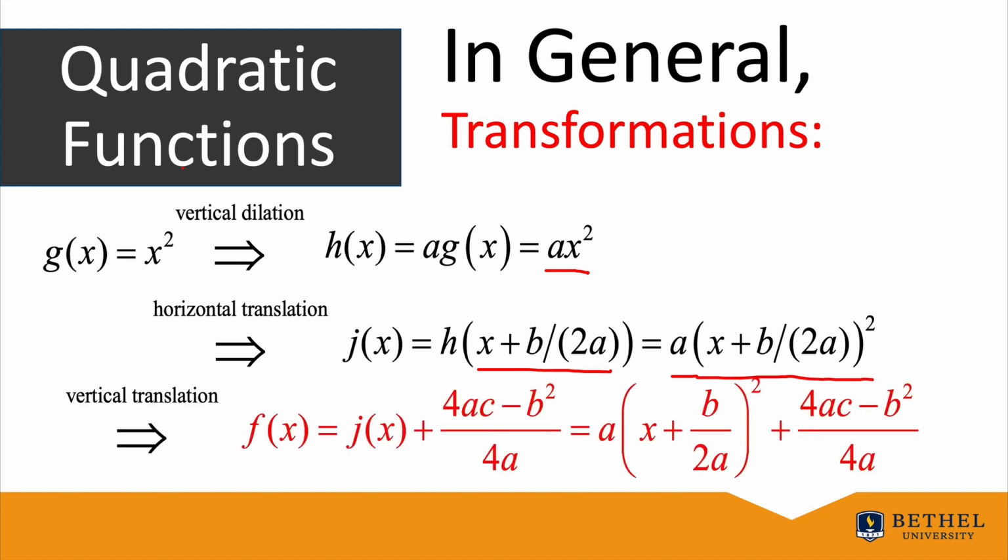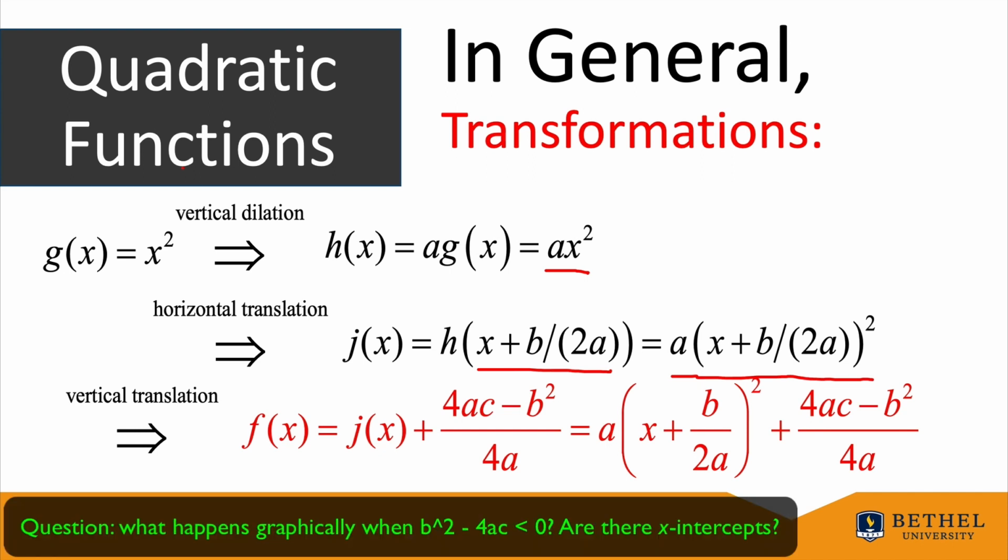Finally, we obtain the function f of x by adding the constant 4ac minus b squared all over 4a to the function j of x. This is a vertical translation, upward if the fraction is positive and downward if the fraction is negative. This shows how the original function in vertex form can be thought of in terms of transformations.